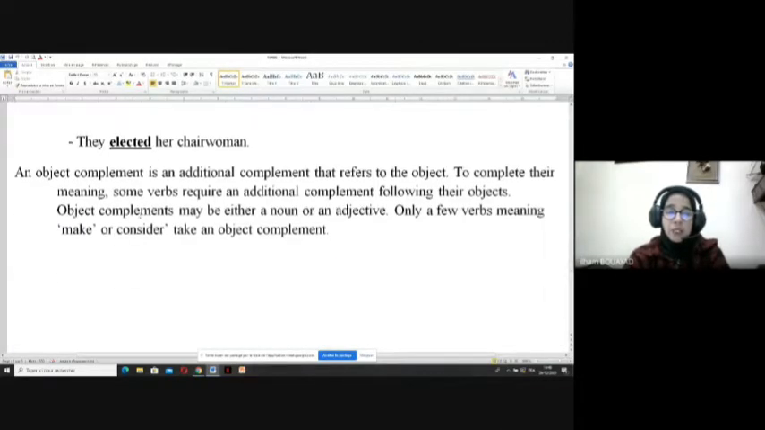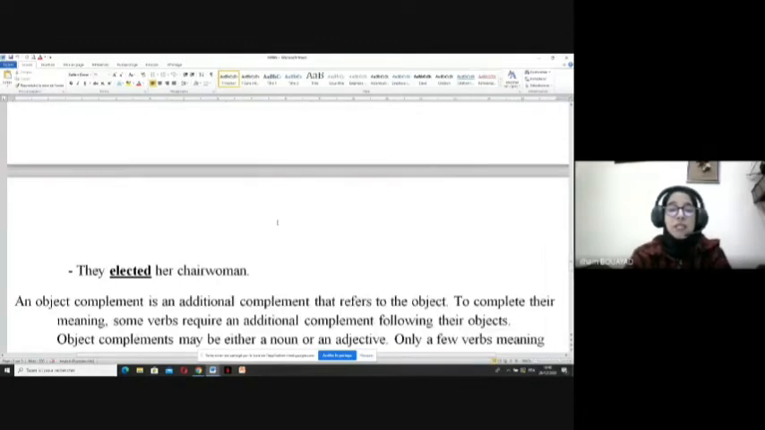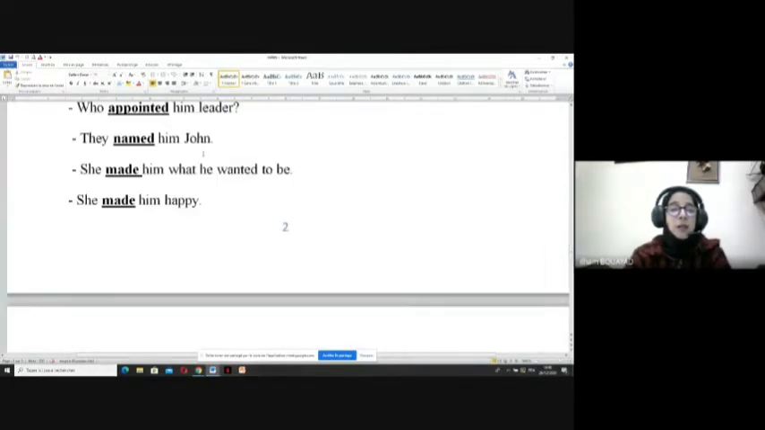So here we have just a clarification of the object complement. An object complement is an additional complement that refers to the object, because there are some verbs that, to complete their meaning, require an additional complement following their objects. So object complements may be either a noun or an adjective. We have seen in here a noun as an object complement, like John, and we have happy in here as an object complement, which is an adjective.